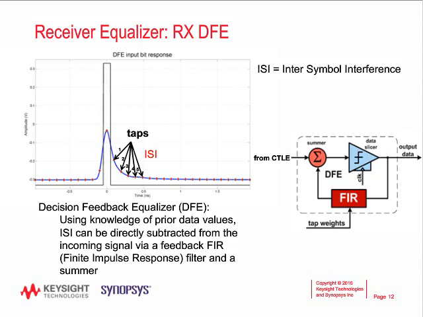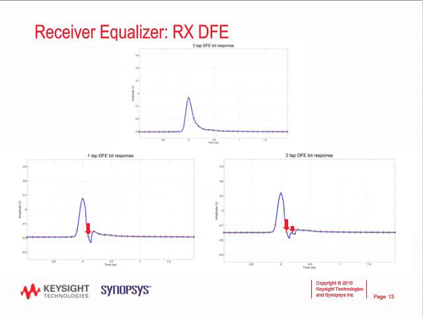The DFE now just subtracts the ISI from the previous bits on the incoming signal by using a feedback finite impulse response filter and summer. The slicer determines the polarity of the tap value. The pulse response plots show how the DFE cancels the ISI for the tap positions.